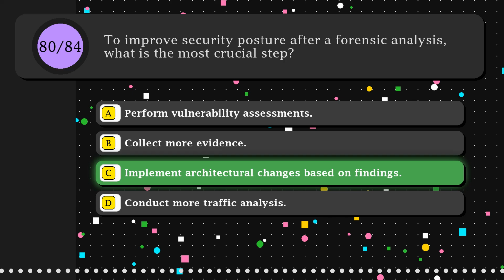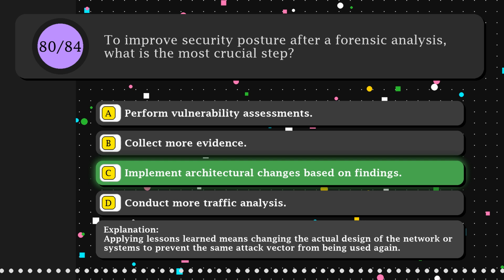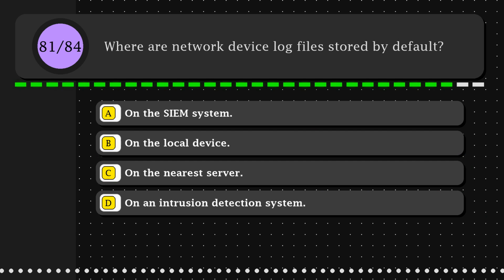The correct answer is option C. Implement architectural changes based on findings. Applying lessons learned means changing the actual design of the network or systems to prevent the same attack vector from being used again. Question 81. Where are network device log files stored by default?